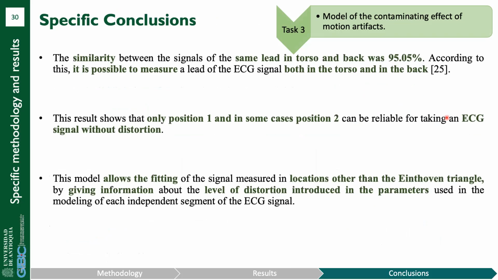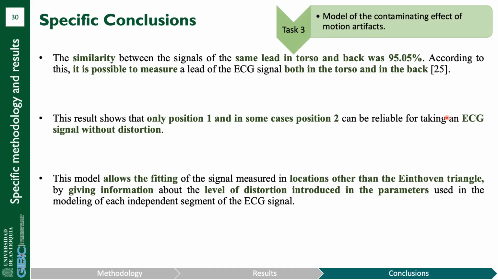Then, as a conclusion of this part of the thesis, the similarity between the signal of the same lead in the torso and in the back was 91%. According to this, it is possible to measure a lead of the ECG signal both in the torso or in the back. This result shows that only position 1 and in some cases position 2 can take an ECG without distortion.